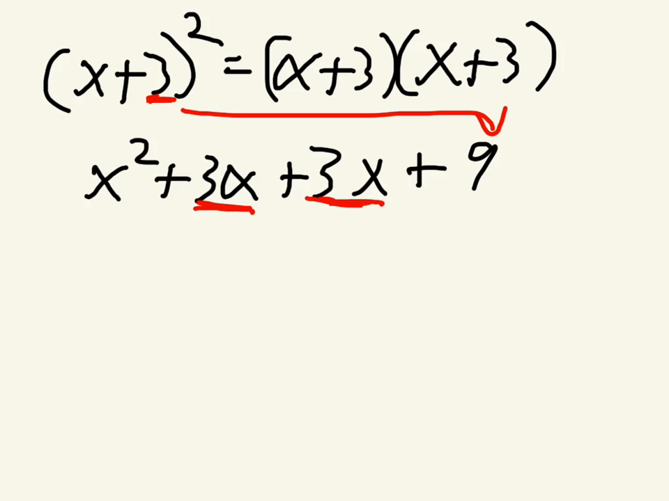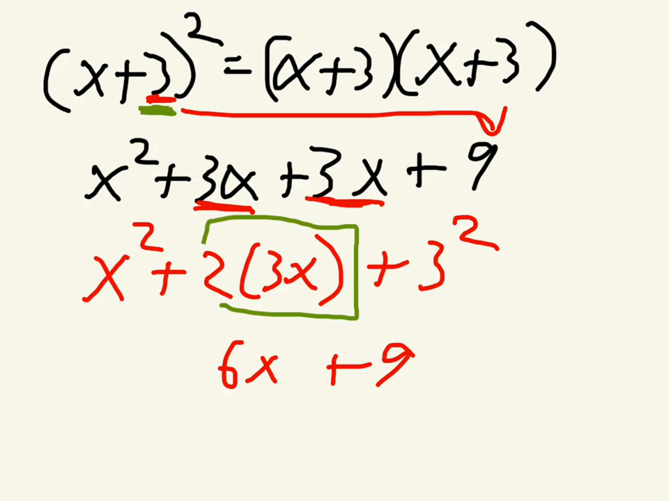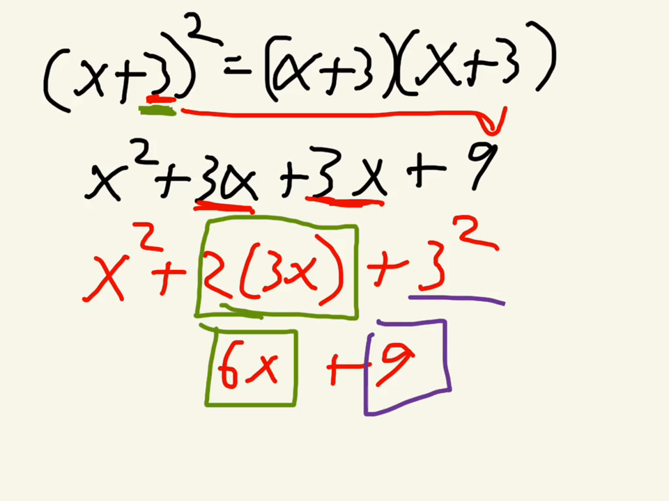So if we group like terms, we have x squared plus, I'm going to say 2 times 3x plus 3 squared. It's really 6x plus 9, but if you will notice, the relationship that you have here is this middle term is twice what you have up here with the 3, and the other thing that you'll notice is what you're adding is the square of this term.